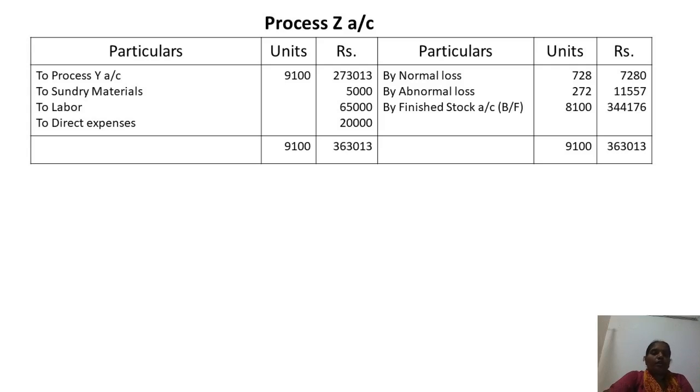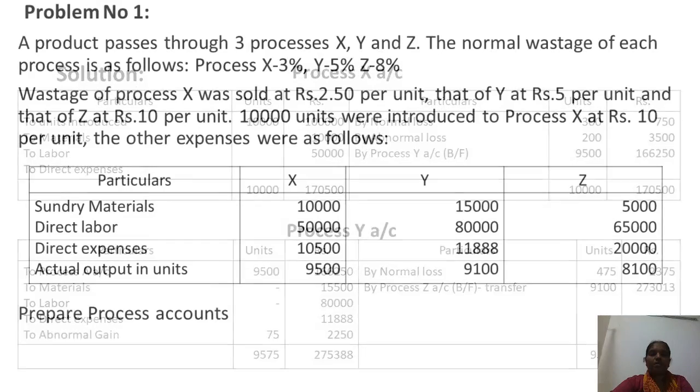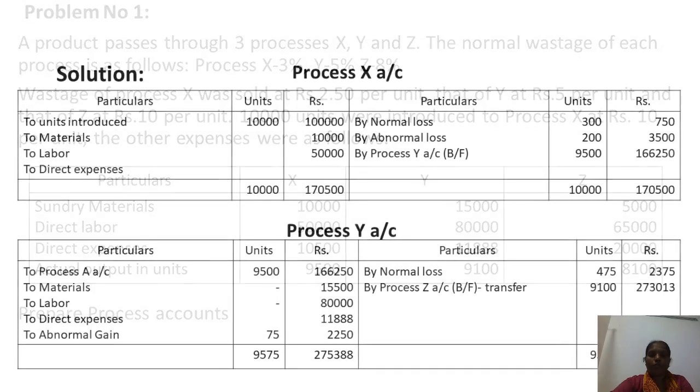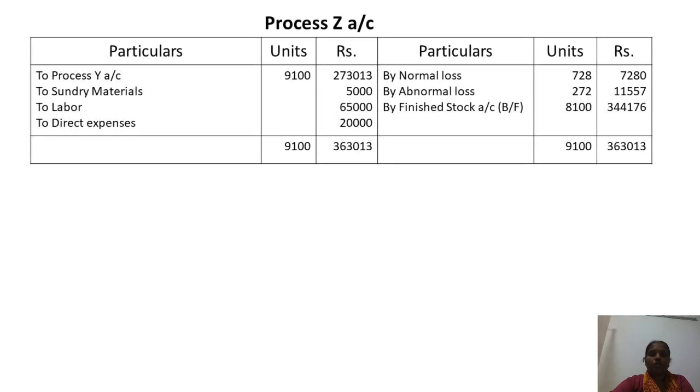On the credit side, we have to write the normal loss. In the problem, normal loss is given as 8%. We have got 9,100 units. So 8% of that is 728. It is sold out for 10 rupees. So 728 into 10 is 7,280. Then, how many units have been transferred from Z to finished stock?